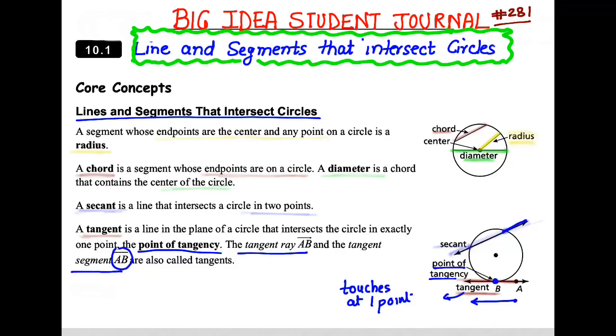All right. One thing you have to keep in mind, you may get confused when you talk about chords. A chord is just starting from the circle and ending at the circle. That's a chord. This is also a chord. If I take this circle, this is a chord. The diameter is the longest chord, that contains the center of the circle, and this is your center in the middle. Any questions, let me know. Let's move to the next part.